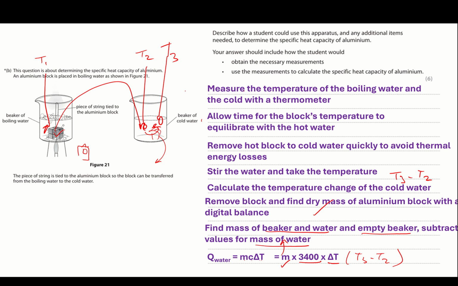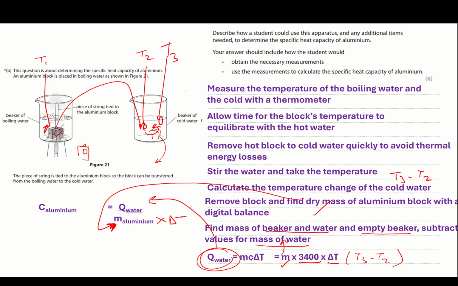And feel free to label your diagram as well. This is a tricky question. The last part now. Well, we can assume all of the energy that went into the water came from the aluminium block. So C for the aluminium block is Q water divided by the mass of the aluminium, and you'll see I've purposely left this one out. I don't want you thinking like usual I've missed something out. Multiplied by the delta T, but be specific.